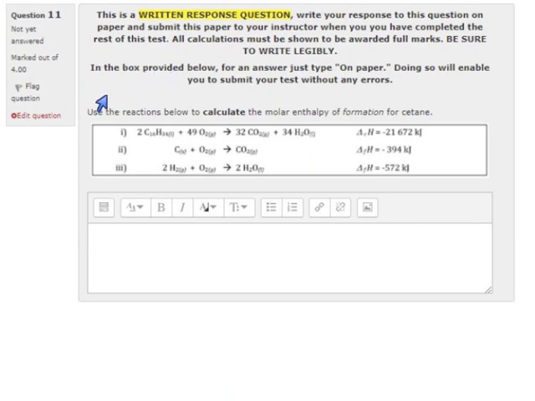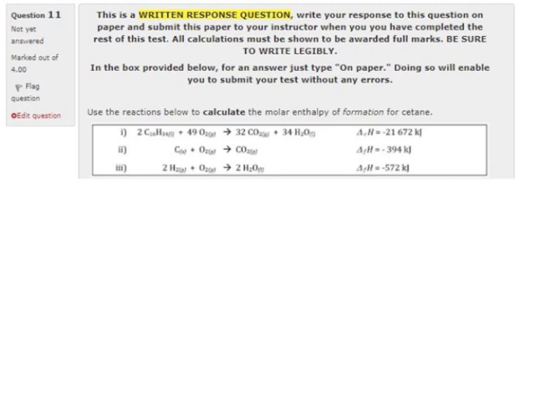Okay, written response again. Use the reactions below to calculate the molar enthalpy of formation for cetane. The molar enthalpy of formation. Okay, I'm not sure we're going to need all of these, really. I think we only need this, because this is the only one that talks about cetane. I think we have one reaction here that's critically important and 2 others that we don't need at all. So let's clear a little space and hack our way through this.